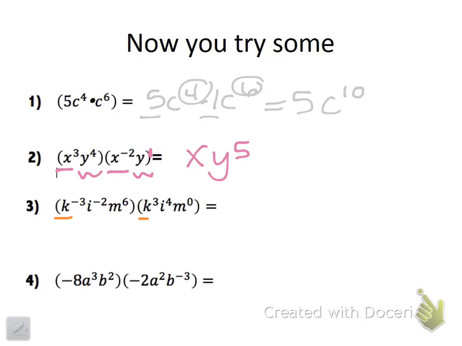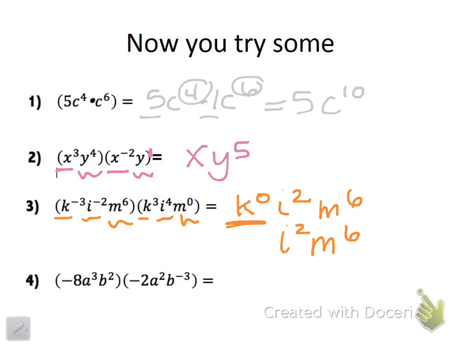Okay, we're going to do our k's for this one, so negative 3 plus 3 is 0. Our i's, negative 2 plus 4 is just 2. And then our m's, so 6 plus 0 is just 6. Well, remember, it's not reduced all the way because k to the 0 is the same thing as 1. So we've got i squared and m to the 6th.